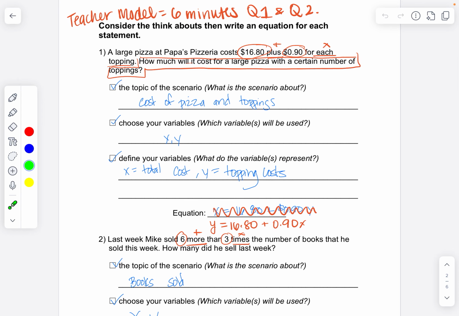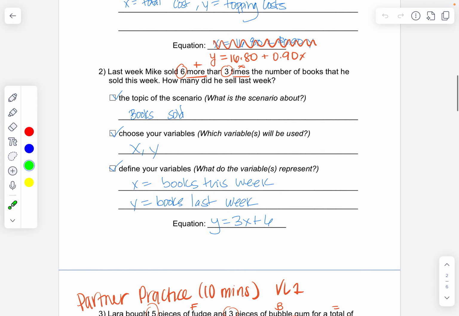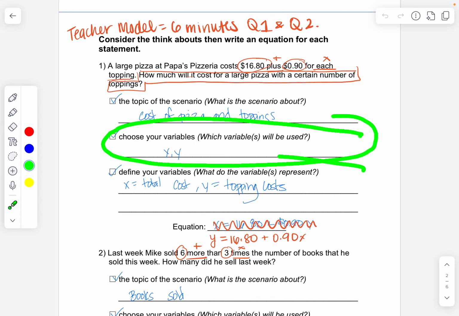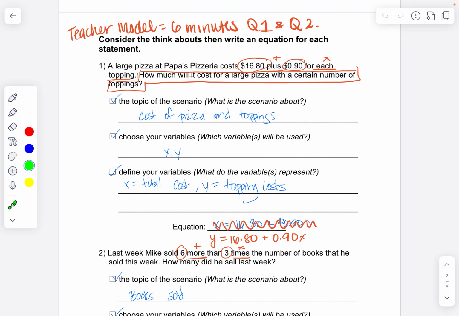Students may struggle writing the equation only because there are different types of equations that are being written. And so we want to make sure that students at least understand this, they understand this, and they understand this. Okay, so it says a large pizza at Papa's Pizzeria costs $16.80 plus 90 cents for each topping. How much will it cost?